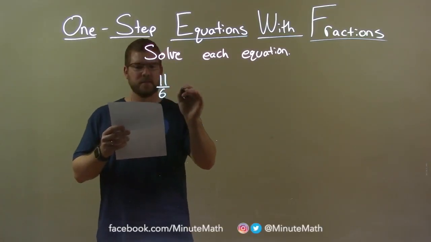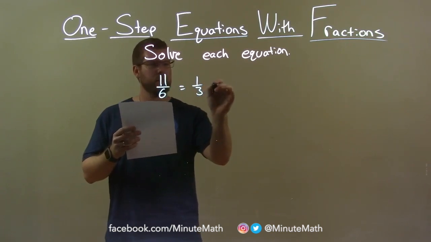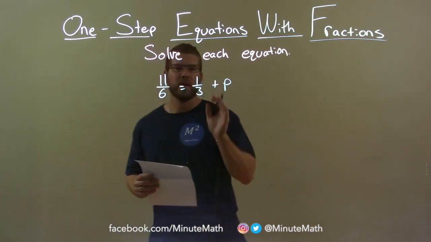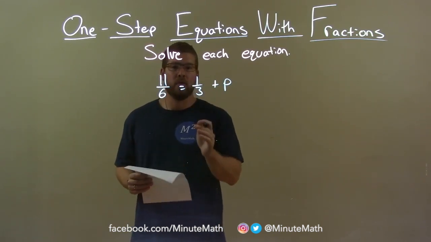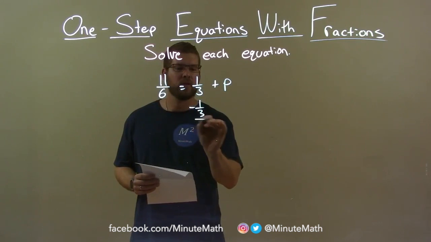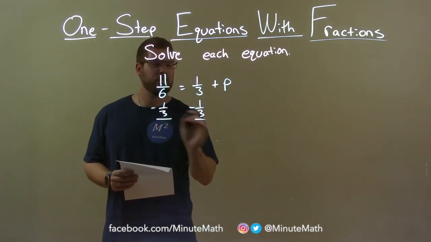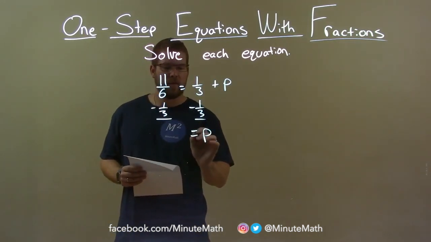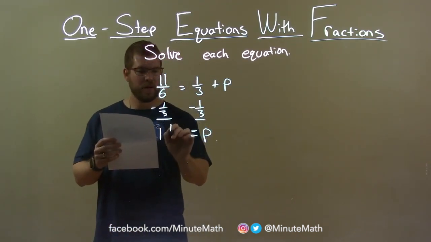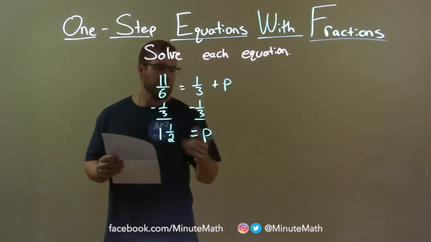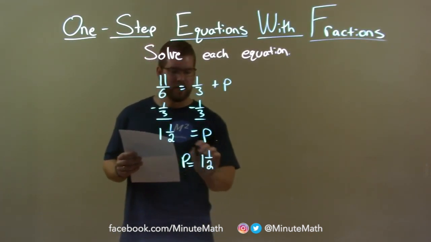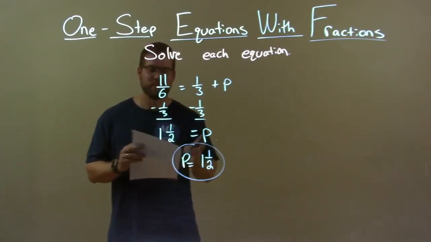11 over 6 equals 1/3 plus p. Well, what I want to do here is get p by itself. So we're adding 1/3 to it, opposite of addition, subtraction. So we subtract 1/3 from both sides. P now is by itself on the right, and on the left we have 11/6 minus 1/3 comes out to be 1 and 1/2. We can flip this to have p come first, so p equals 1 and 1/2 is our final answer.